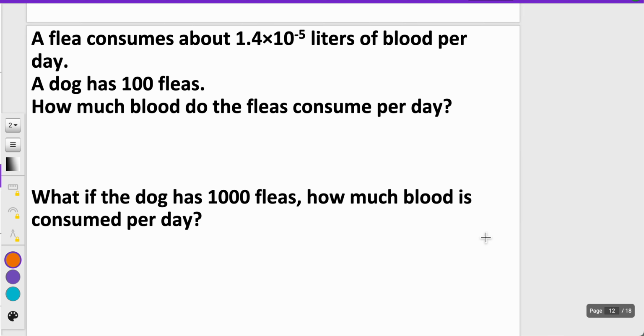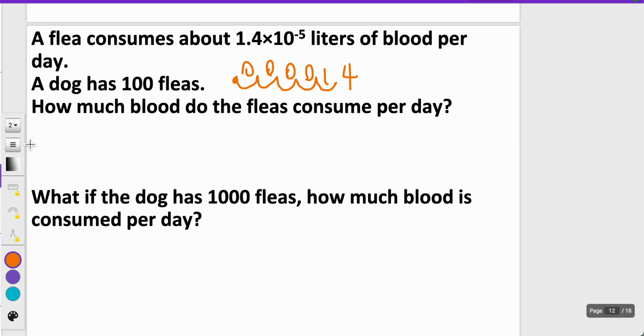A flea consumes about 1.4 times 10 to the negative fifth liters of blood per day, and a dog has 100 fleas. So how much blood do the fleas consume per day? Well, the first thing we want to do is figure out what is 1.4 times 10 to the negative fifth. It's 1, 2, 3, 4, 5 places to the left.